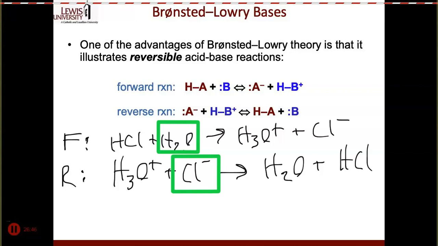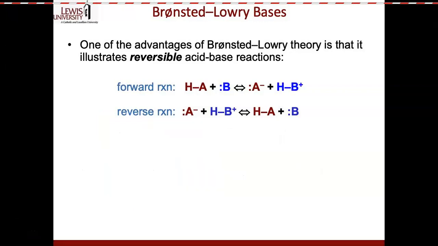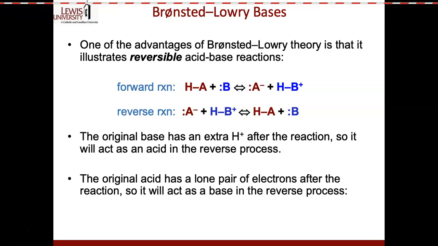Now, what about the acid? Well, the acid is a proton donor. So in the forward reaction, HCl is donating the proton, but in the reverse reaction, hydronium, H3O plus, is donating the proton. So what we've done is we've said that, okay, we can have an acid and base in the forward reaction. We can also have an acid and base pair in the reverse reaction, right? So these acid-base reactions are reversible in a Bronsted-Lowry theory, which is really important.